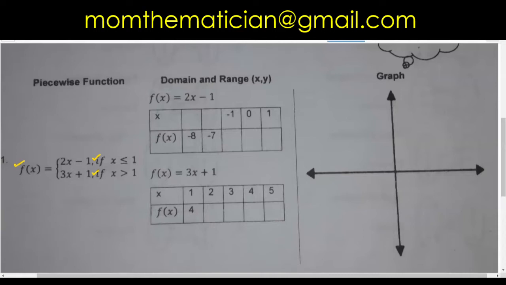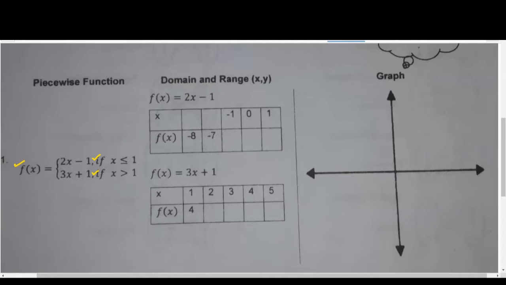So mag-graph lang tayo ng dalawang lines. And how do we graph a line? We only need 2 points. So 2 points determine a line. Gaya ng sabi ko sa inyo, 2 points lang ang kailangan natin para mag-graph itong dalawang linear function na ito. Ito yung una, ito yung pangalawa. Yung unang function, i-graph natin for x less than or equal to 1. Ito namang pangalawa, ito for x greater than 1.